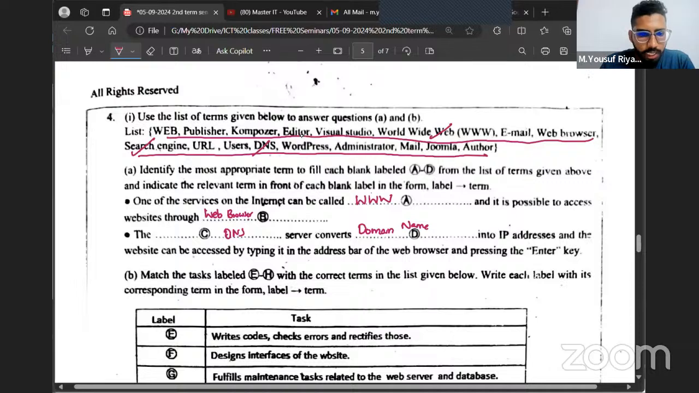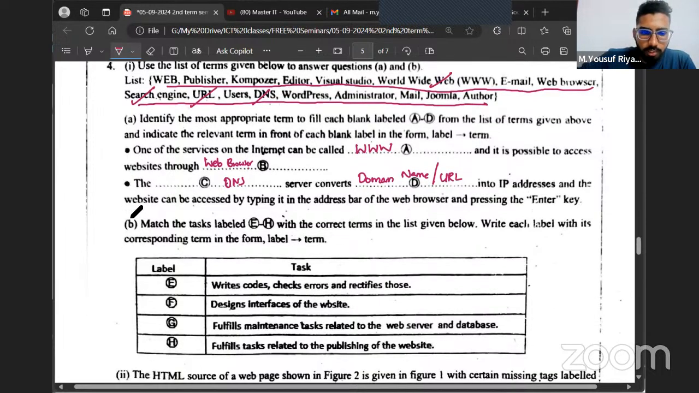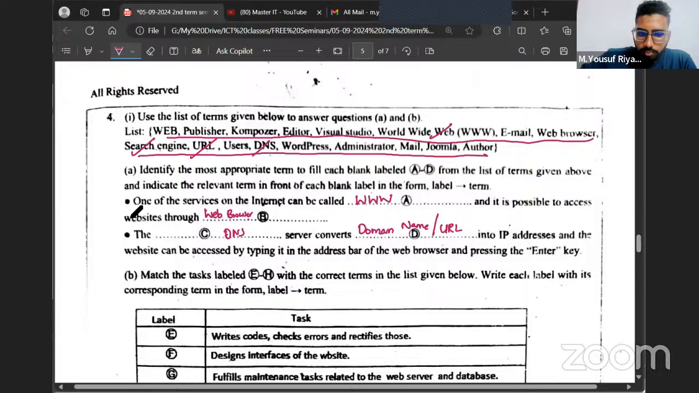If you look at the answer, they have not mentioned the words domain name, but they have mentioned URL. So if they have not mentioned domain name, you can use URL here as well. Okay, so the DNS server converts the domain name or else the URL into an IP address, right? So that's the answer there. Is that clear to you?